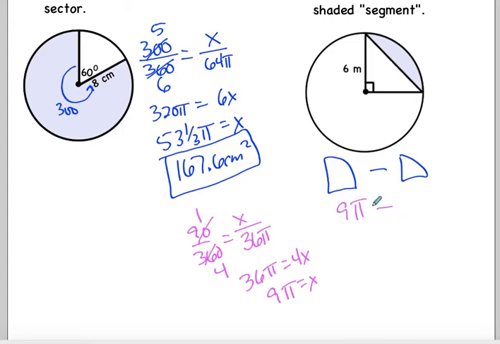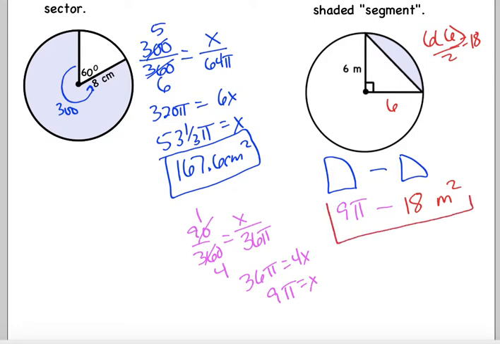We're going to subtract from that the triangle. Triangle area, we know, is base times height divided by 2. So these are both radii, so they're both 6. So 6 times 6 divided by 2 is going to be 18. So 9 pi minus 18 meters squared is the area. In exact form, that would be how you would write it. And if you plug that into the calculator to get a decimal, you would get about 10.3 meters squared.